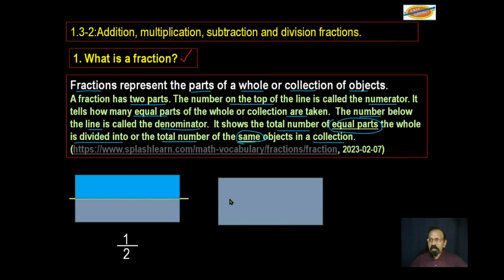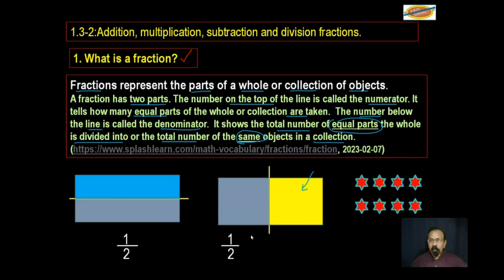If we have that same plyboard, but instead of drawing a line across like that, let's draw a line coming straight down. And now I still have two parts, two equal parts. If I paint this side over here yellow, then I have painted one out of two parts yellow, or I have painted one half of the plyboard in yellow.